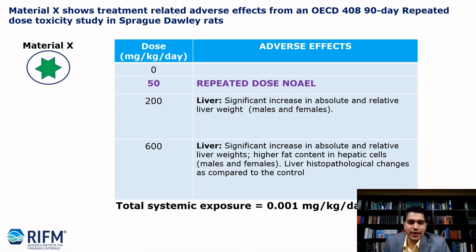At 600 mg per kg, there are significant effects seen in absolute and relative liver weights, higher fat content in hepatic cells, and some histopathological changes as compared to the control. We also see some significant changes in liver weights in males and females at 200. With that basic information, we can derive a NOEL to be 50 mg per kg per day for this particular material X. Now let's say, for example, total systemic exposure is 0.001 mg per kg per day.